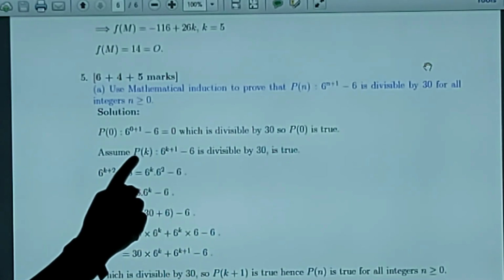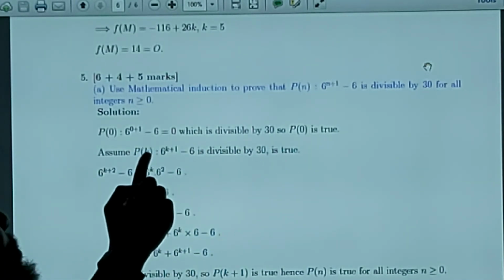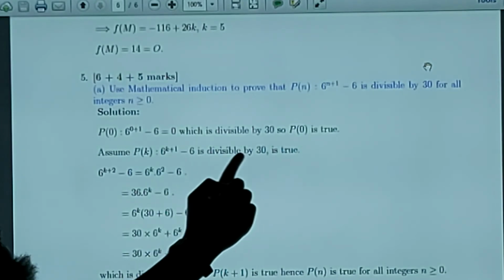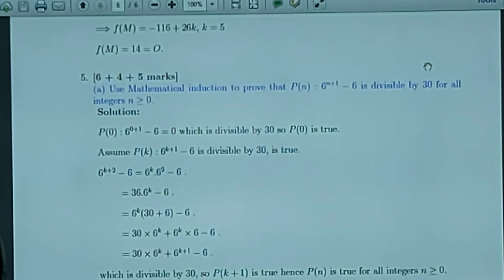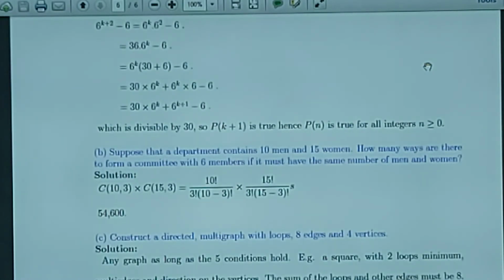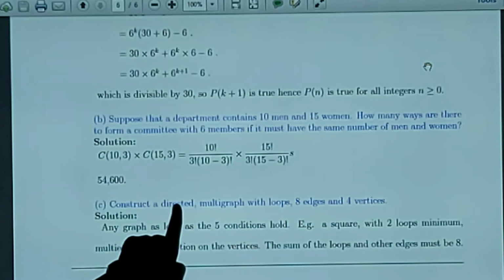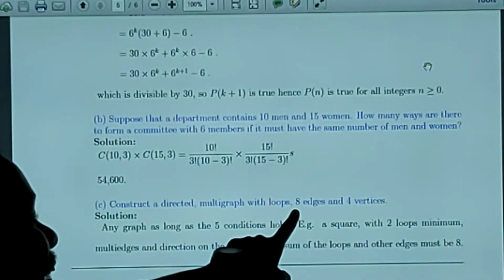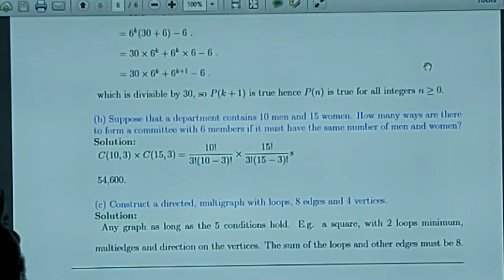And then when you say assume P of K is true, what is P of K? P of K is that this is divisible by 30, not just this part. This is another mistake many of you are making. Check in the book. I don't want to say many more things. I just want to go to the last one. The last one here is construct a directed multigraph with loops, 8 edges, and 4 vertices.